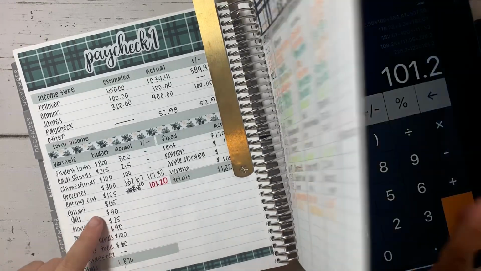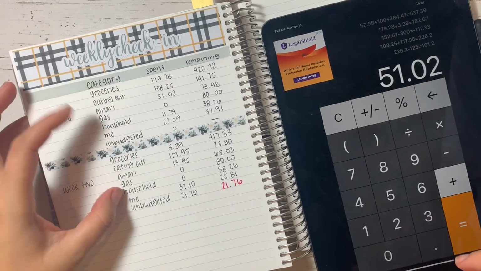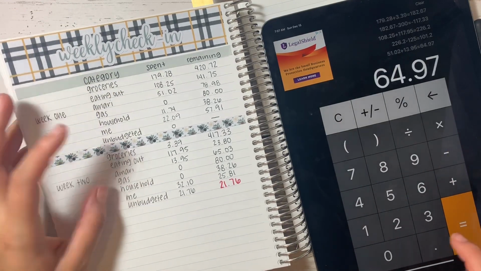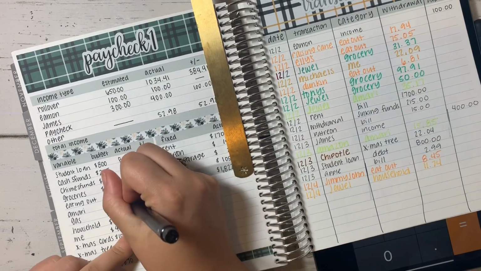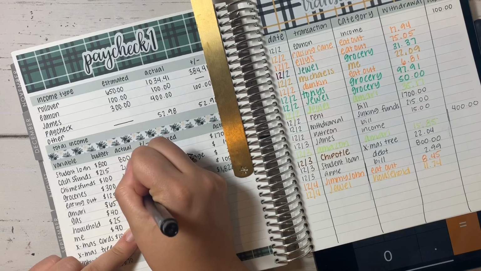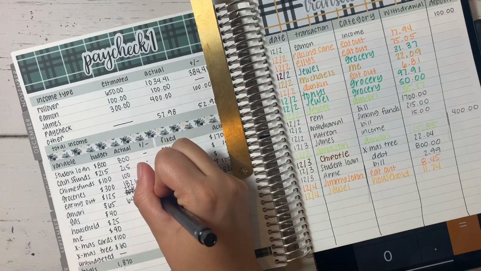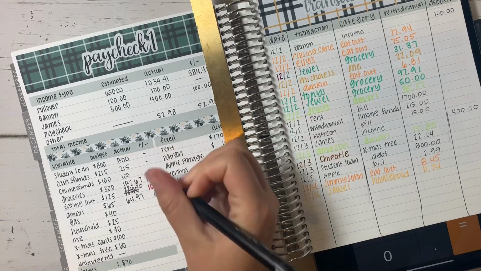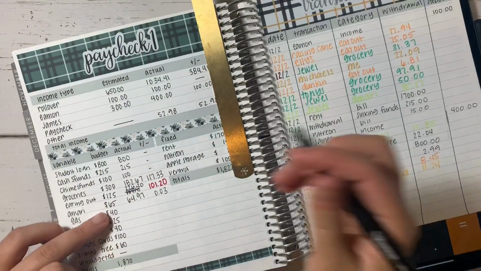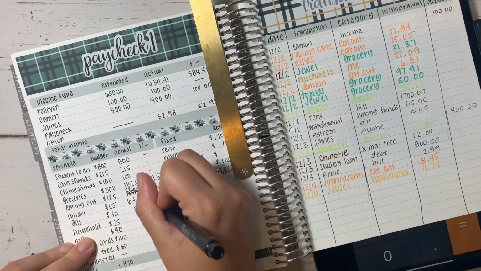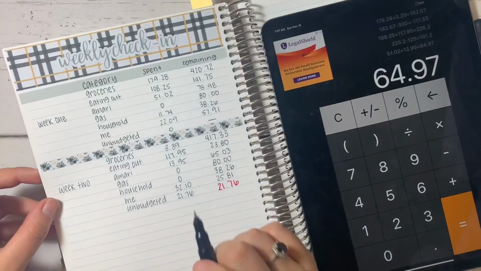The next one is Amari. So for Amari, I spent $51.02, and then I spent another $13.95. So I spent $64.97. Budget was 64.98, so 1 cent under. The next up is gas, and I actually have not spent a penny on gas. So my actual is $0.